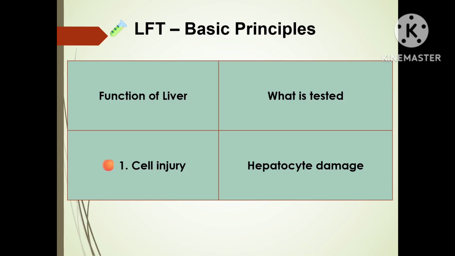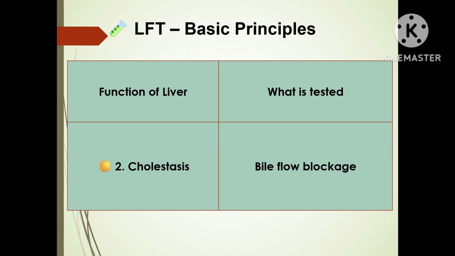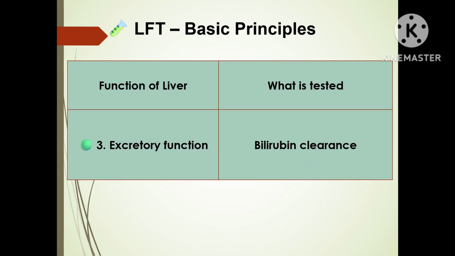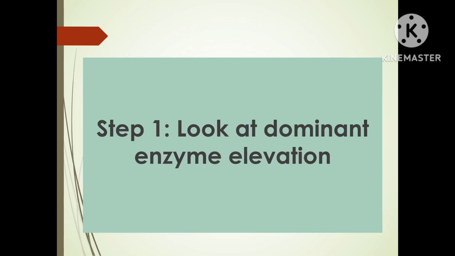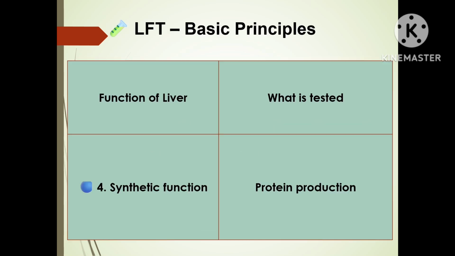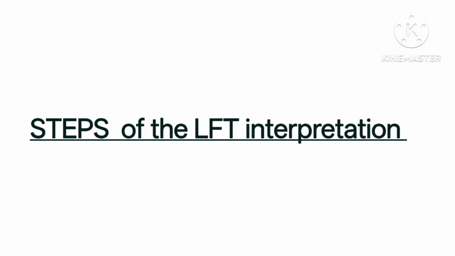The first is cell injury, which tells us if the cells are damaged. Second is cholestasis, meaning there is a blockage in the flow of bile. Third is excretory function, that is, how well the liver removes substances like bilirubin. And fourth is synthetic function of the liver, which shows how well the liver is producing essential proteins like albumin and the clotting factors. So when we interpret liver function tests, we don't look at the numbers randomly. We follow a structured stepwise pattern based on these 4 main principles.